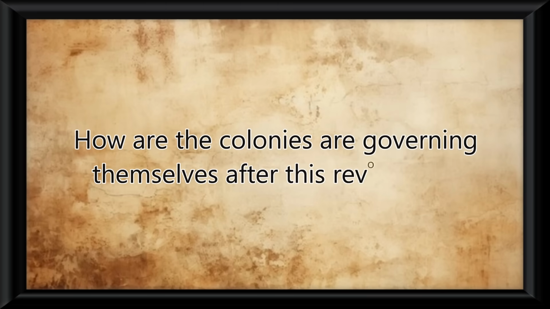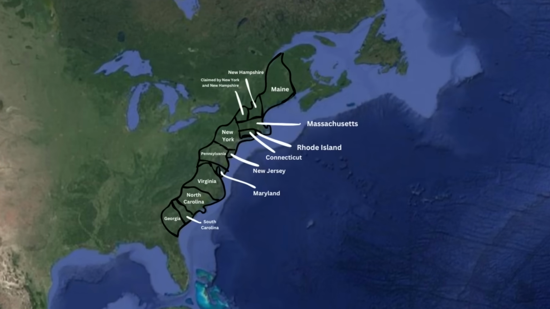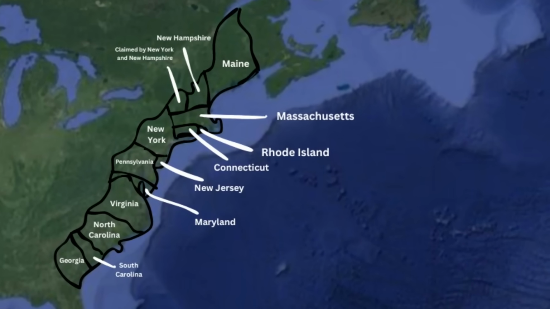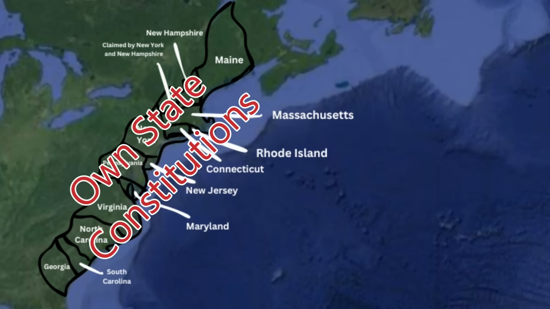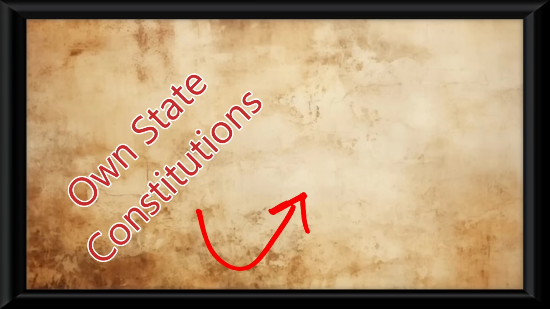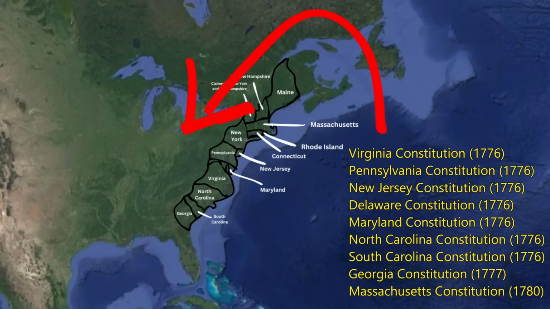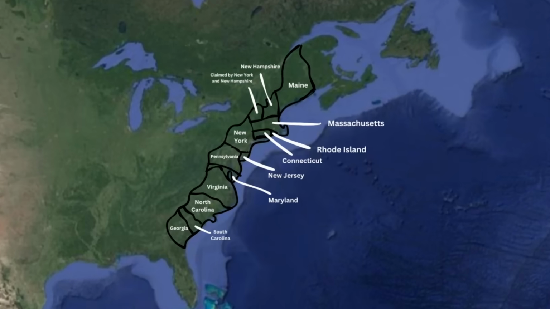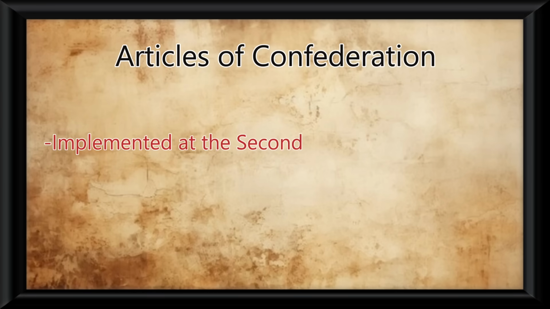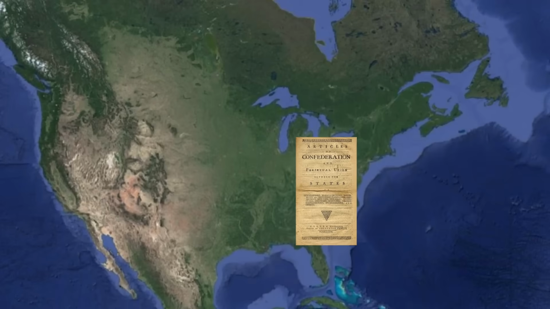So I'm sure you were wondering how the colonies are governing themselves after this revolution. Well, first, states throughout the Americas around the end of the revolution started implementing their own state constitutions, which typically placed power in a legislative branch and kept that only people who owned property could vote. However, these constitutions showed America was not unified, and rather a bunch of separate states. Something called the Articles of Confederation were implemented at the Second Continental Congress, however states didn't really recognize it.